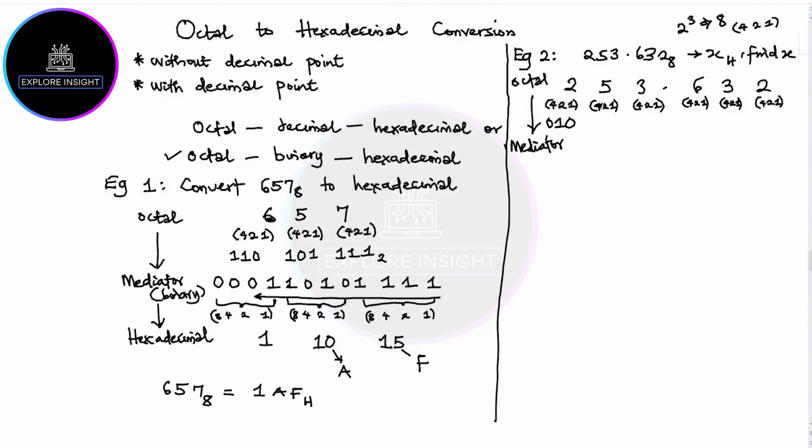What about 5? If we add 4 and 1, it's going to give us 5. So we'll turn that on, 1, 0, 1. And for 3, we have 2 and 1. So 4 will be turned off, and we have 0, 1, 1. Dot. 6 will be 4, 2. So we will turn that on and put this 0. 3 will be 2, 1. So we have 0, 1, 1. And then 2 will be 0, 1, 0. The next step we have to do is to convert this given value to the hexadecimal form.